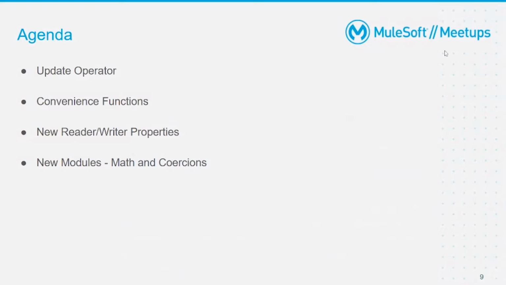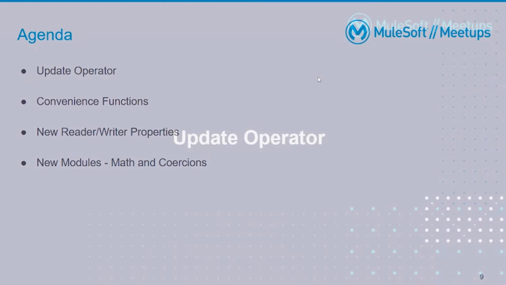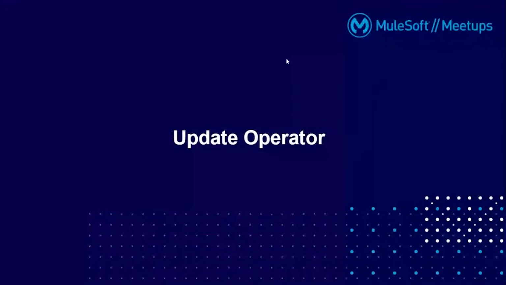So what's new with DataWeave? Four main things we're going to be talking about. The biggest is the update operator because it has made my life so much easier. We'll talk about some convenience functions that are somewhat edge cases but can be useful if you need to do something specific. There are some new reader and writer properties that we'll talk a bit about. You may remember Josh's presentation from a couple months ago about DataWeave readers and writers and how they can be used to do more powerful things in DataWeave. And then finally, we'll take a look at two new modules that DataWeave has added, the math module and the coercions module.